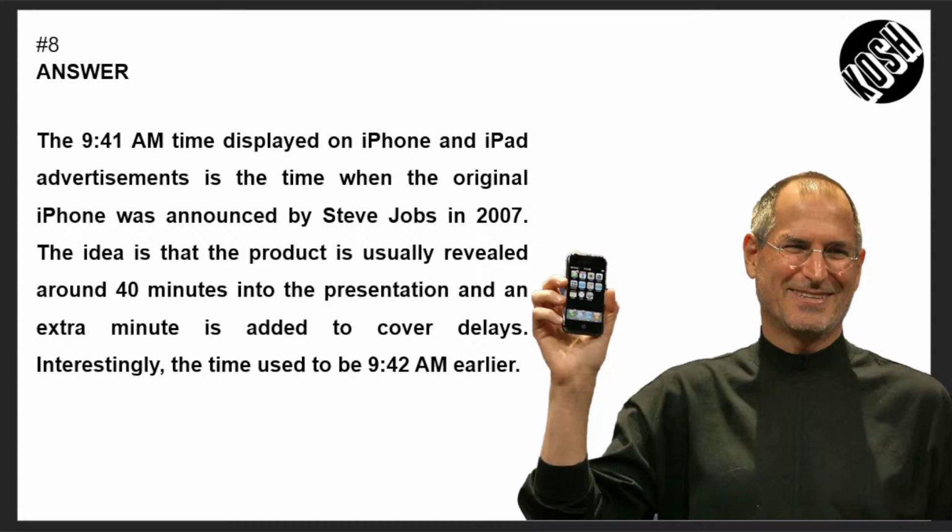The idea was that the product is usually revealed around 40 minutes into the presentation. The presentation started at around 9 a.m., and at around 40 minutes past 9, which is 9:40, you add an extra minute to cover delays. So it was expected that Steve Jobs would reveal the first iPhone at around 9:41.